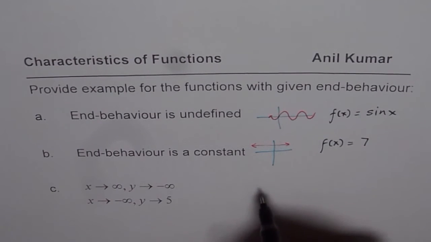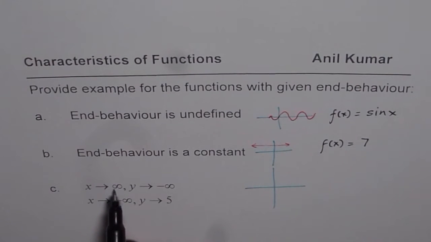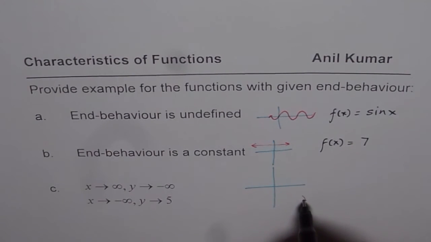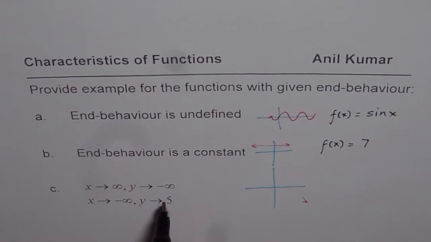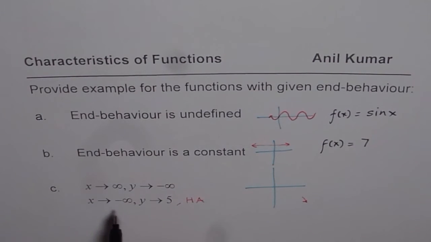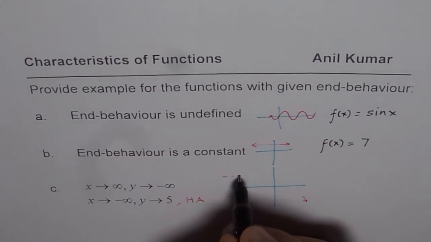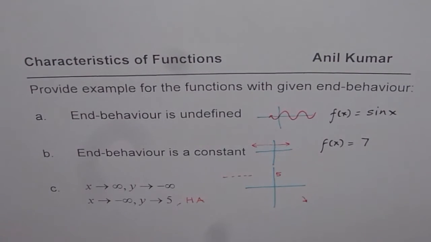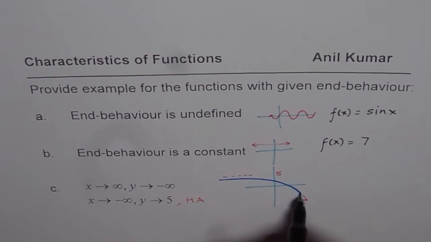Now we have a function whose end behavior is given to us. When x approaches positive infinity, y approaches negative infinity. So it's kind of like this, right? Approaching negative infinity. When x is approaching negative infinity, y approaches 5. And that means it is a horizontal asymptote, correct? So when x is approaching a large value and y approaches a value, that means there is a horizontal asymptote, right? So we have a horizontal asymptote at 5. So with all these things linked together, the function could be kind of like this.